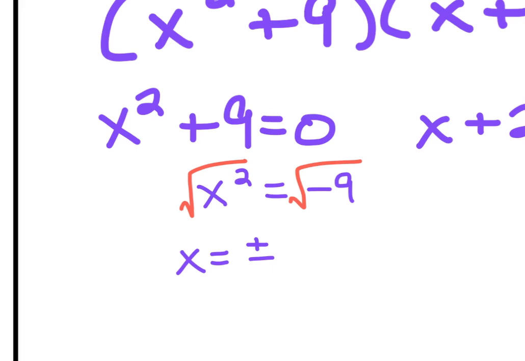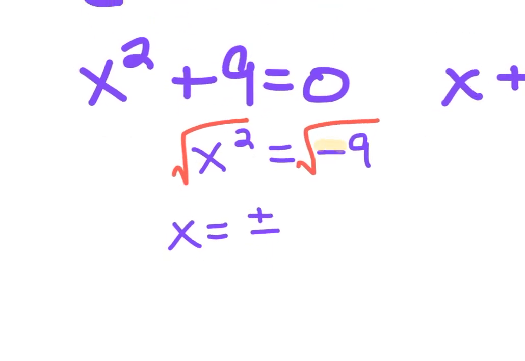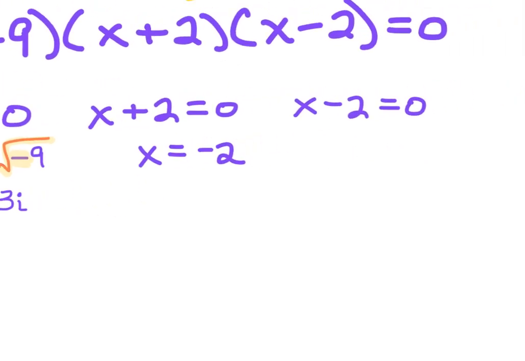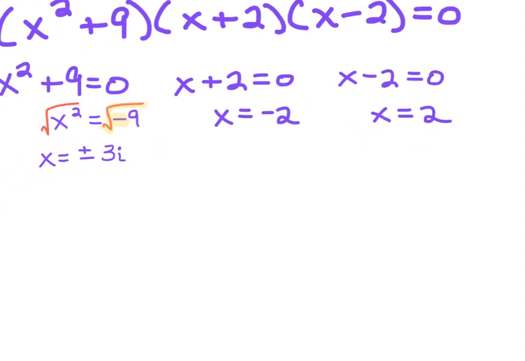And then because of the negative number inside the radical, your answer has to be imaginary. So if it were just the square root of 9, it would be plus or minus 3. But because of the negative 9, it's going to be plus or minus 3i. And then x plus 2 equals 0 becomes x equals negative 2. x minus 2 equals 0 becomes x equals positive 2.